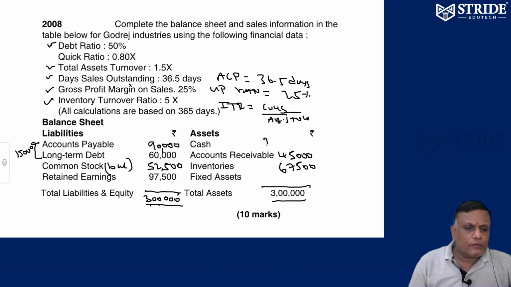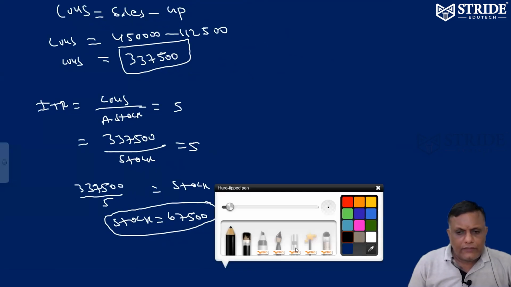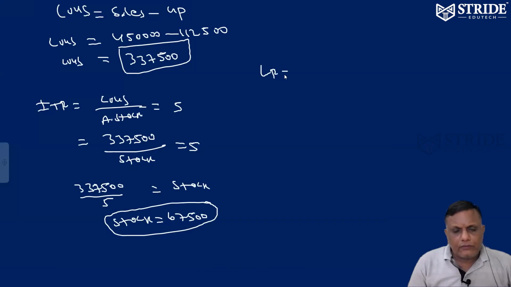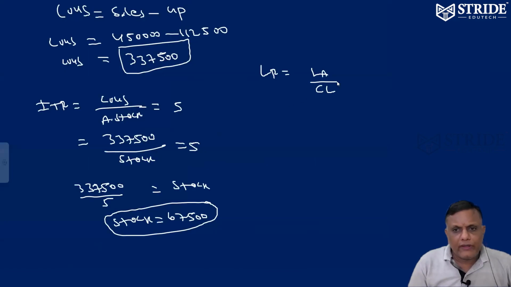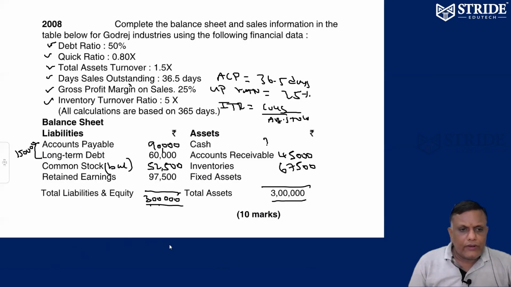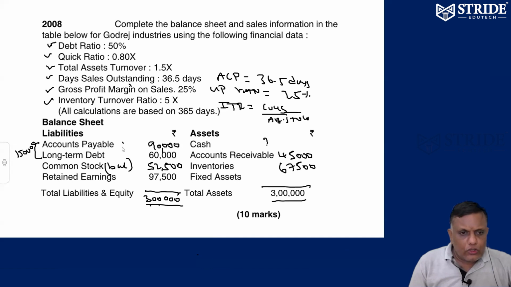Balance one. Quick ratio 0.8. Let's start with the quick ratio. That's the liquid ratio. Liquid ratio equals liquid asset by current liability, that is equal to 0.8. See, what is the current liability here? That is accounts payable. Accounts payable is the current liability.